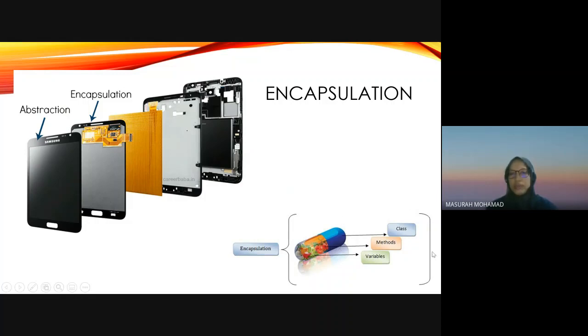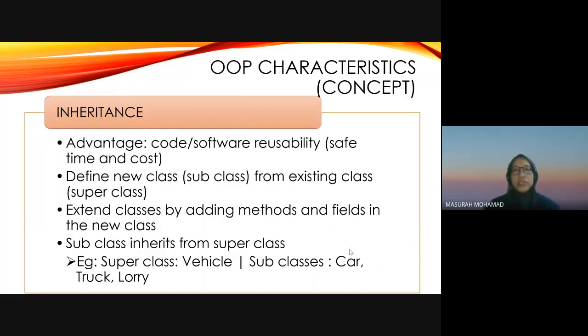So in this example, we have one capsule here. You imagine the capsule is a class, and inside the capsule it contains methods and also the variables of the class. So it encapsulates all the benefits of the capsule, which contains vitamins or minerals that can help patients increase their health when they take this medication, something like that. Okay. So the third characteristic of OOP is called inheritance.